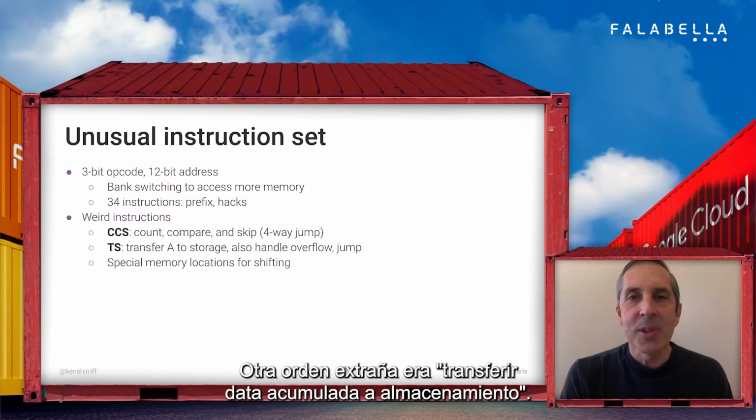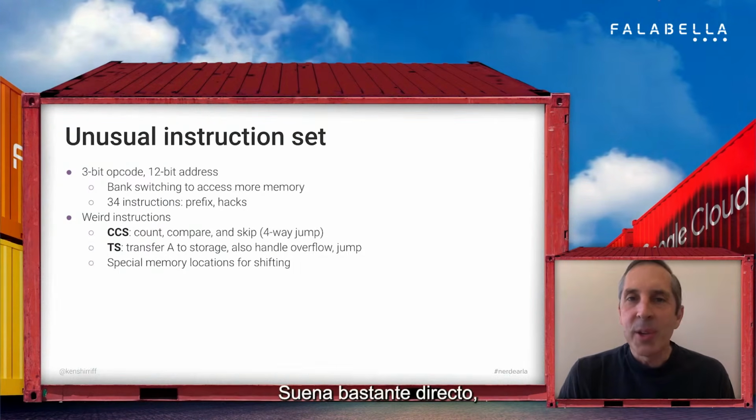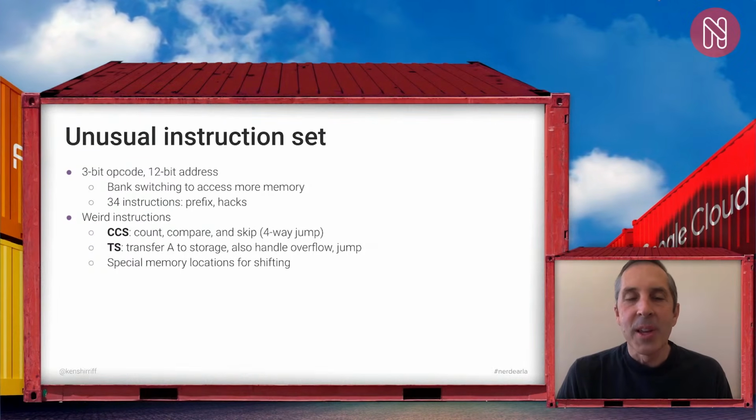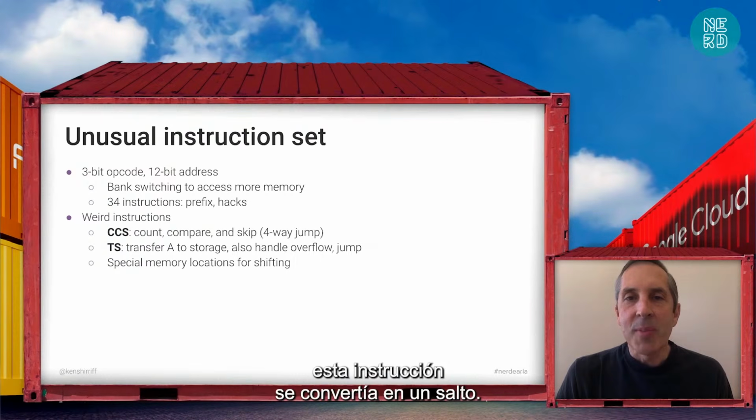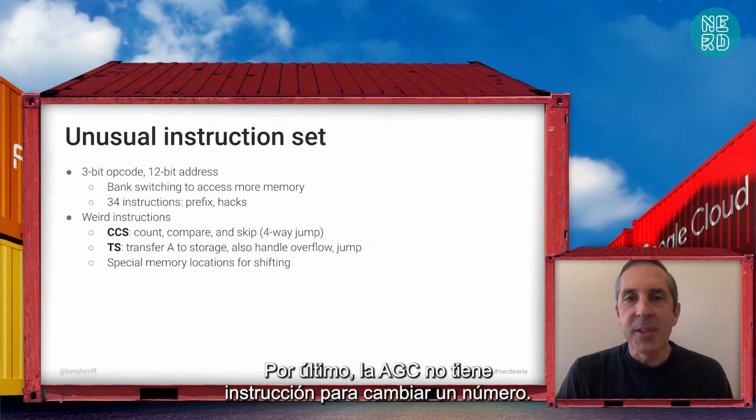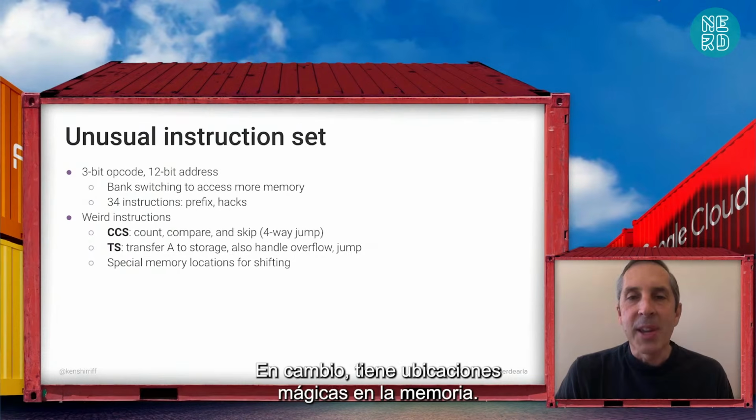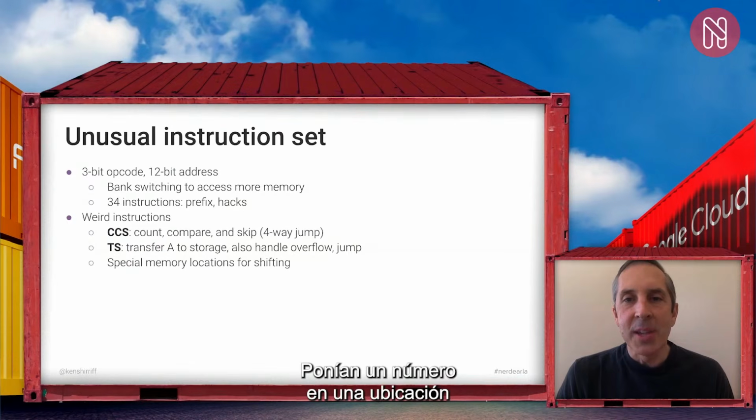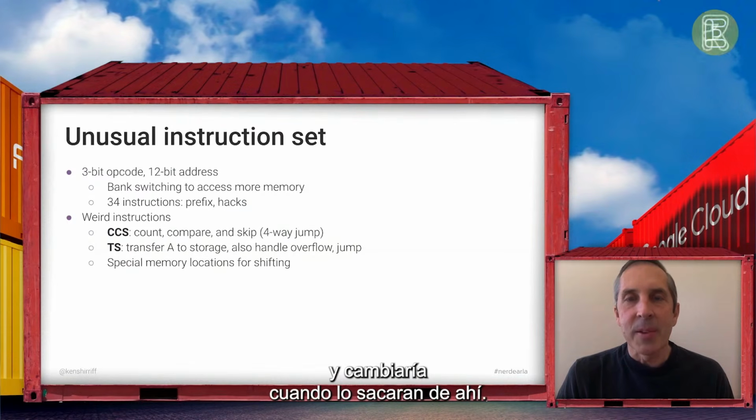Now, another weird instruction is transfer accumulator to storage. That sounds pretty straightforward. But if a previous arithmetic instruction had overflowed, this instruction would turn into a jump. So kind of strange. Finally, the AGC doesn't have instructions to shift a number. Instead, it has these magic memory locations. If you put a number into one of these locations, it will be shifted when you take it out.